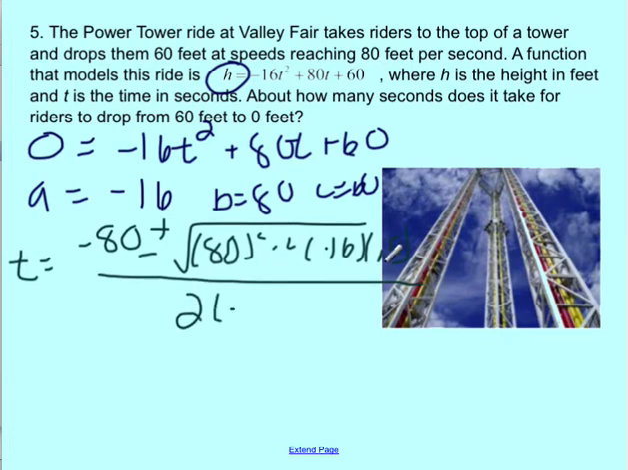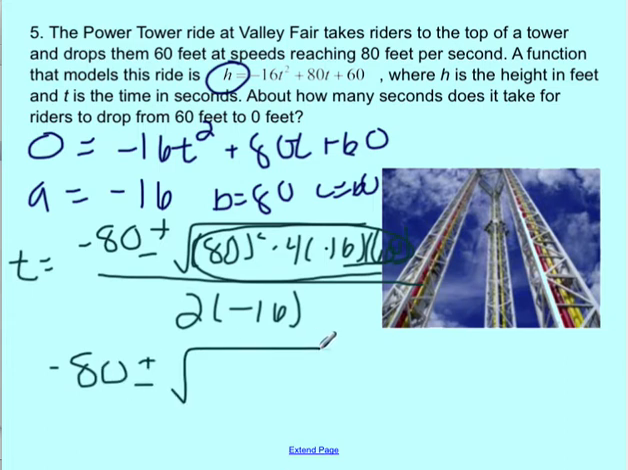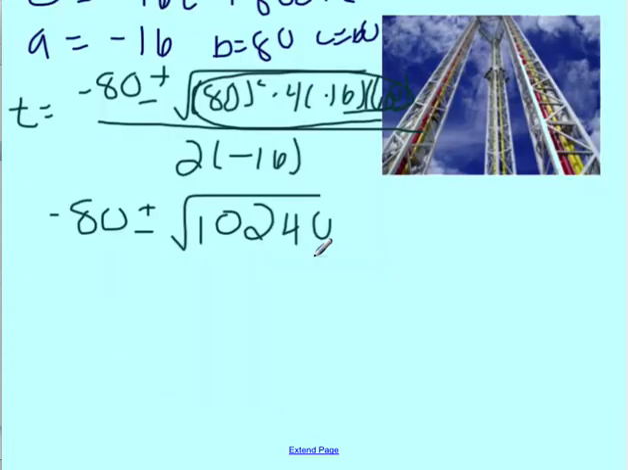Make sure that's clear. So now again, I want you guys to simplify just underneath the radical first. So then you get negative 80 plus or minus the square root of 80 squared minus 4 times negative 16 times 60. And when you do that, you get 10240. And then 2 times negative 16 is a negative 32. So now we're ready to create our two versions.